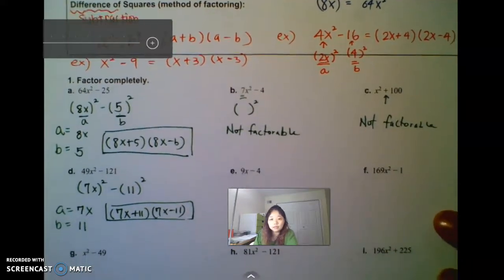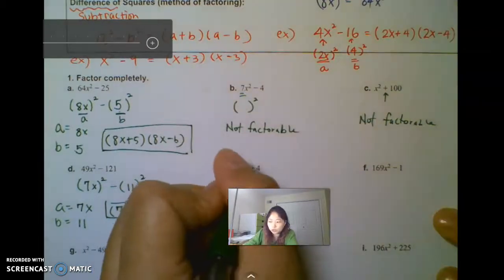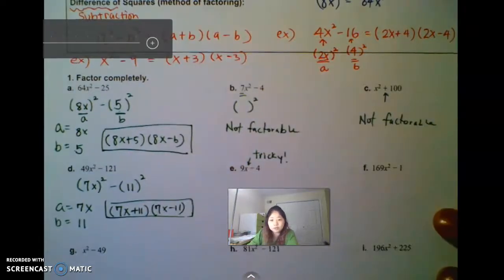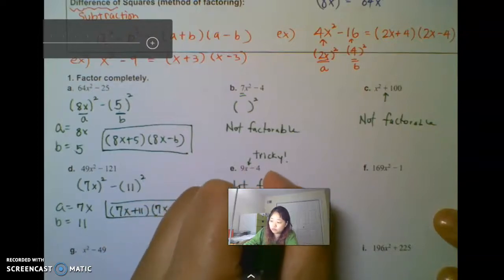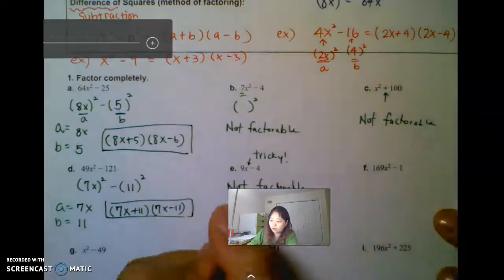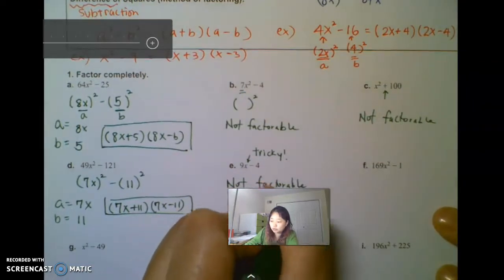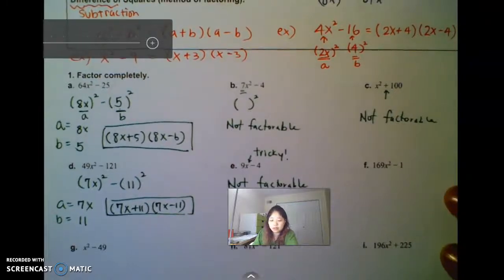Not 9, E. E is tricky. Why is this tricky? Because I know 9 is a perfect square and 4 is a perfect square, but it only has 9x, not 9x squared. So that is not factorable. Why? Because 3x squared would be 9x squared. You cannot have anything that ends up with just 9x. So E is not factorable.